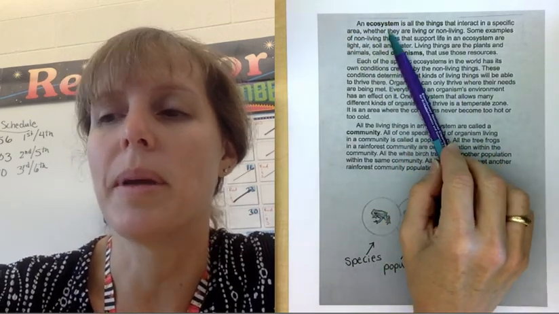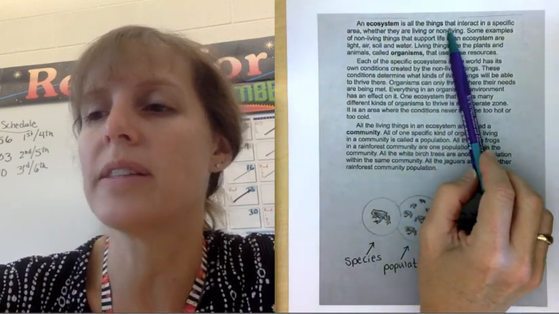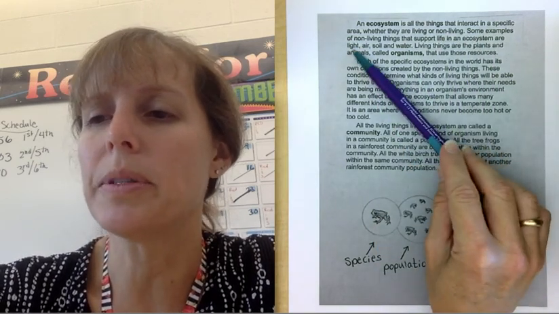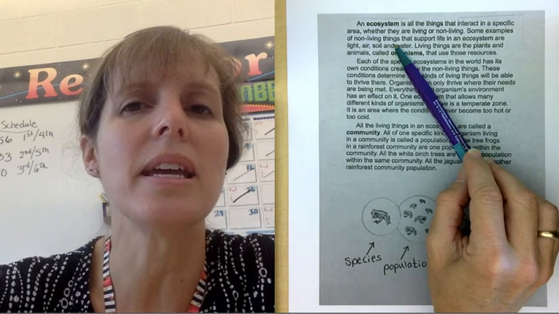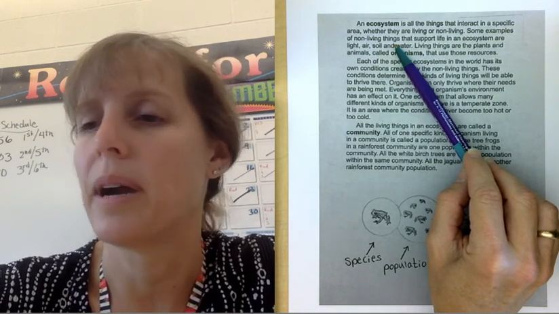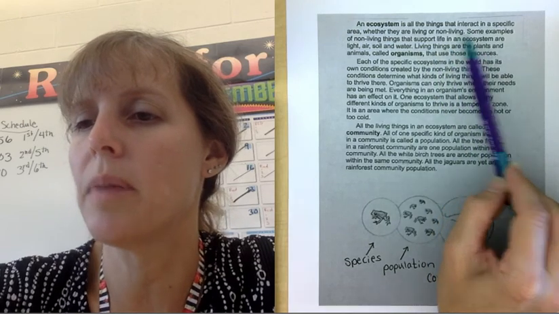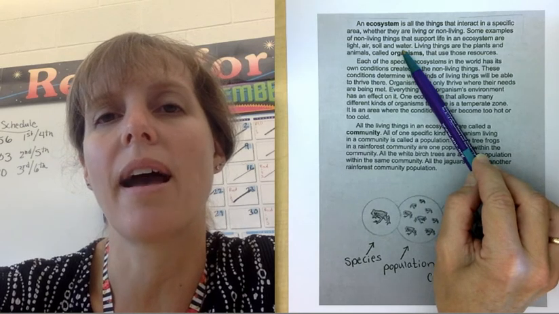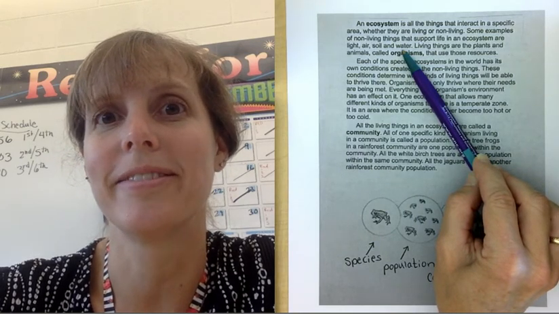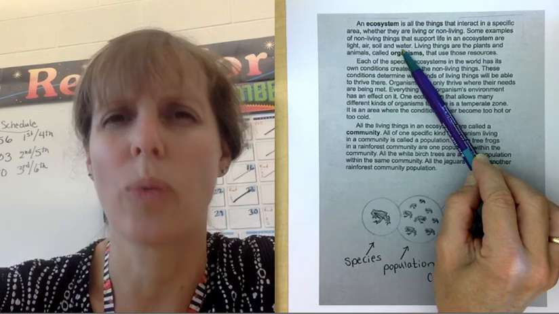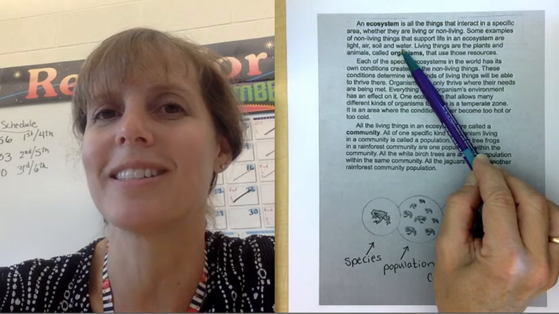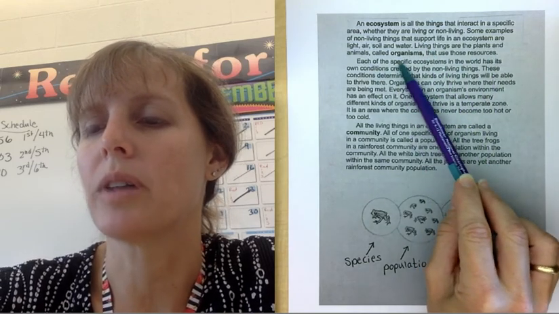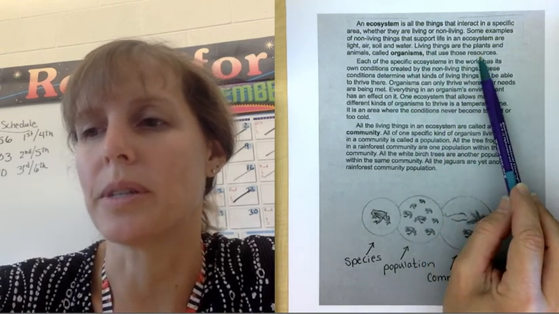with an ecosystem. And an ecosystem we know is all the things that interact in a specific area, whether they're living or non-living. Some examples of non-living things. Remember, non-living things are abiotic, right? That support life in an ecosystem are light, air, soil, and water. Can you think of a place that might not have light, where things might live? Like a cave? Or really deep down in the ocean where it's dark? All right. Living things are the plants and animals called organisms that use those resources.